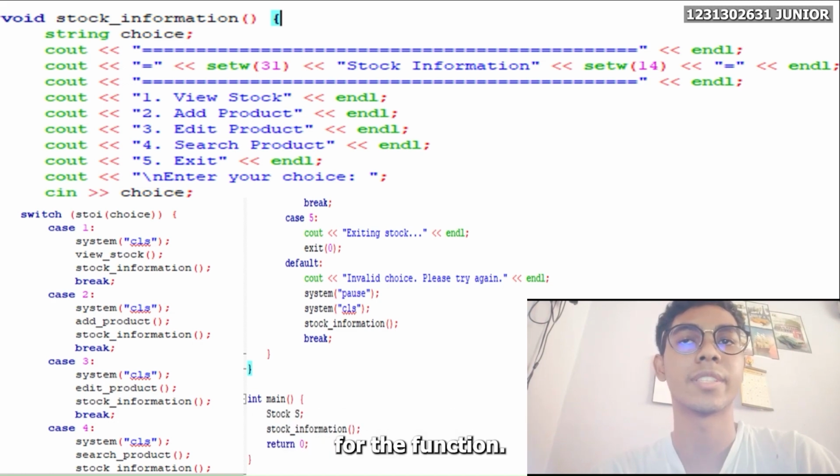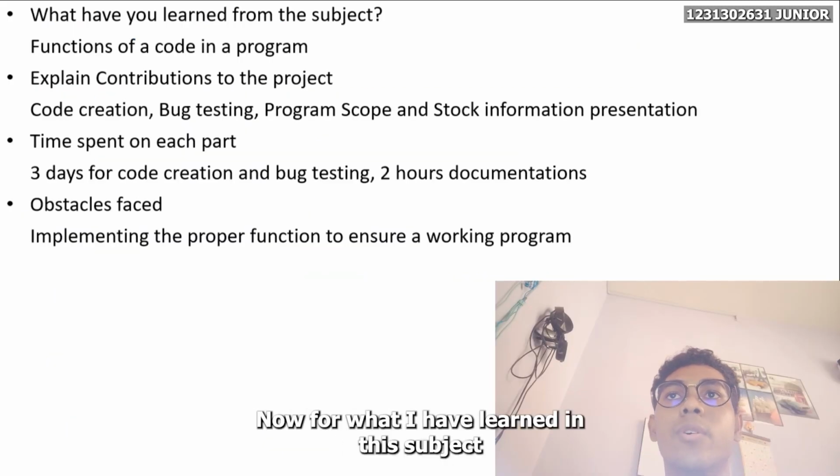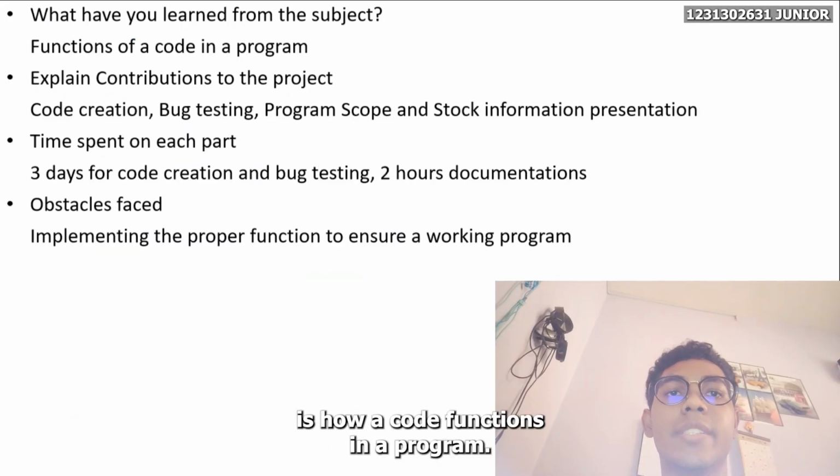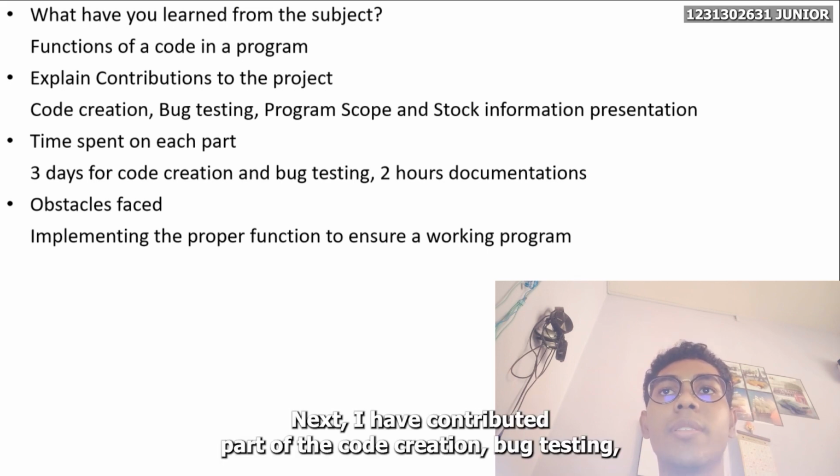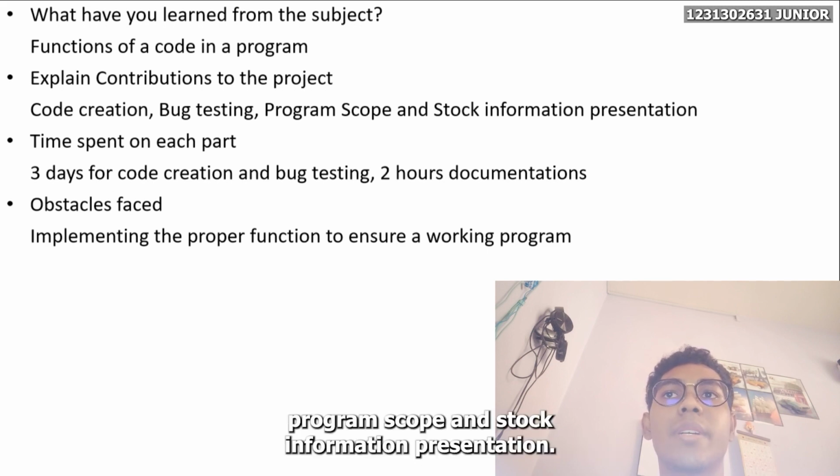Lastly, the int main function is used to call the stockInformation function, and return 0 is to return the integer for the function. Now, what I have learned in this subject is how a code functions in a program. Next, I have contributed part of the code creation, bug testing, program scope, and stock information presentation.